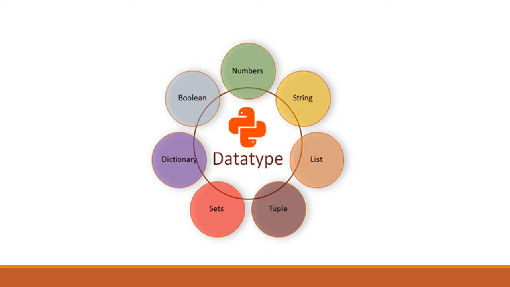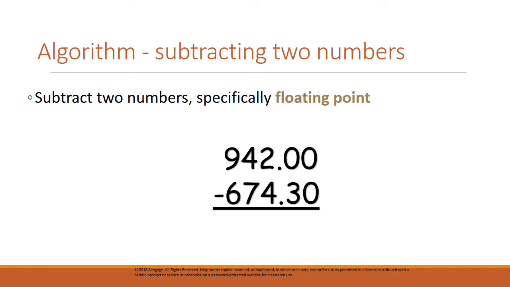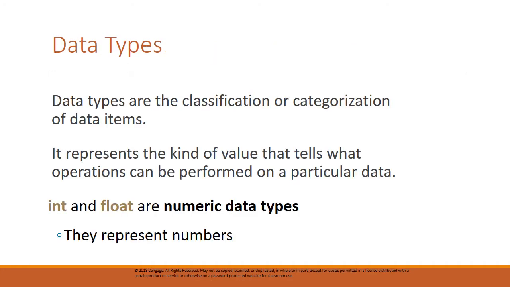Numbers can be broken down into 2 different data types, floating point and integer. Boolean can only take on 2 values. Boolean is either true or it's false. Here's an example of subtracting 2 numbers that are integers. And here's an example of subtracting 2 numbers that are floating point.